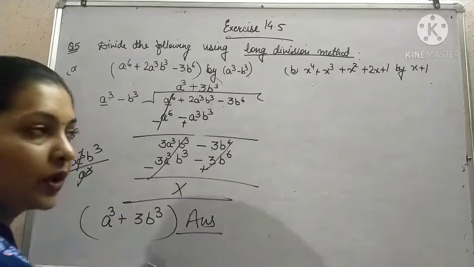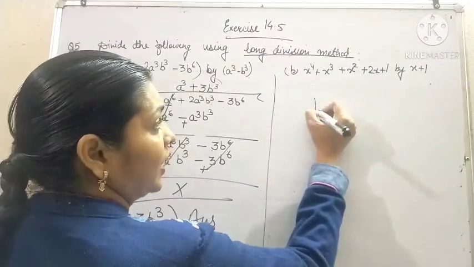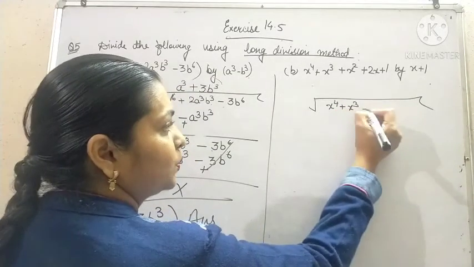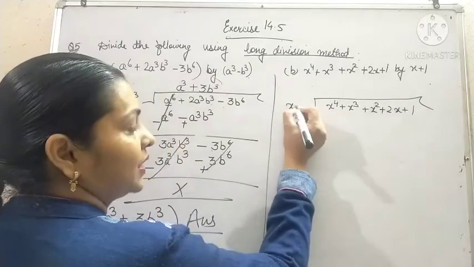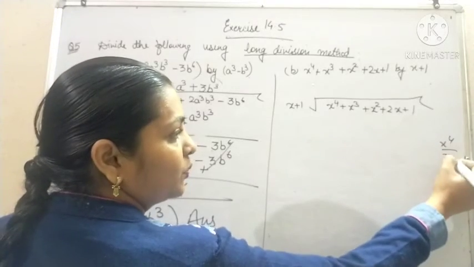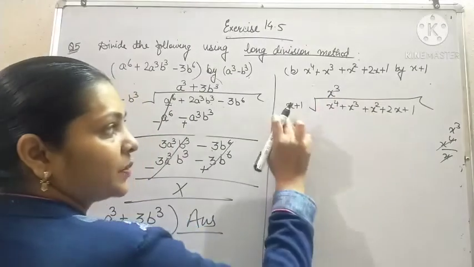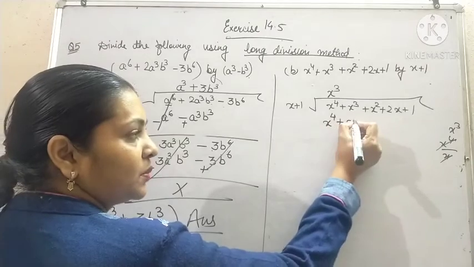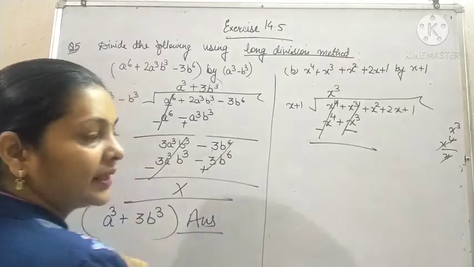Let us take one more example. Here we are supposed to divide x raised to the power 4 plus x cube plus x square plus 2x plus 1 by x plus 1. See, when we divide x raised to the power 4 by x, we obtain x cube. That means this expression will be multiplied by x cube. You will obtain x raised to the power 4 plus x cube. Change the sign. Both the terms will cancel out.